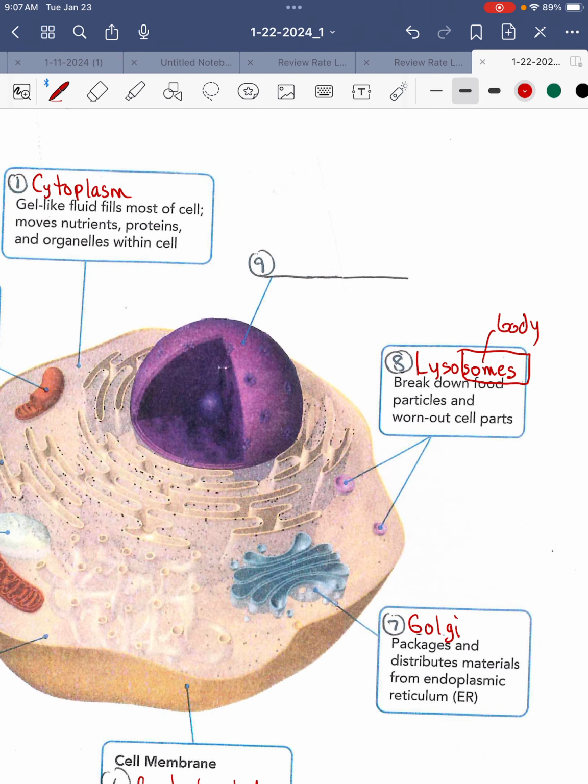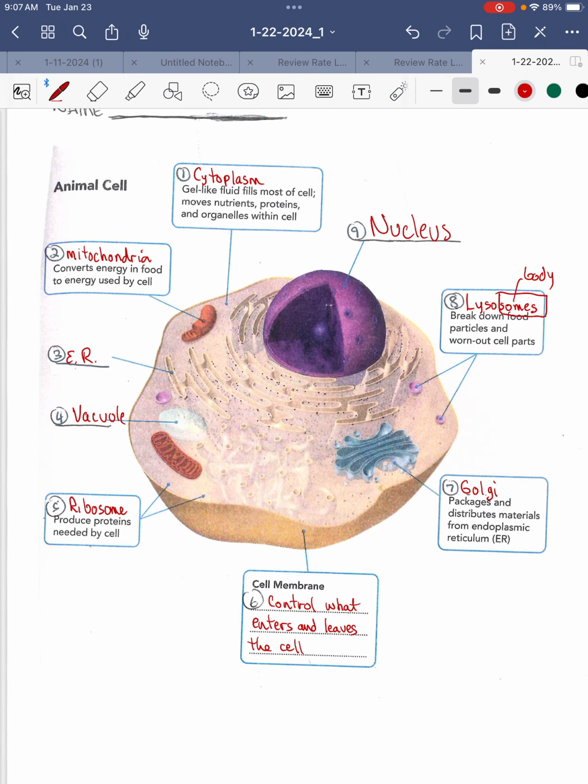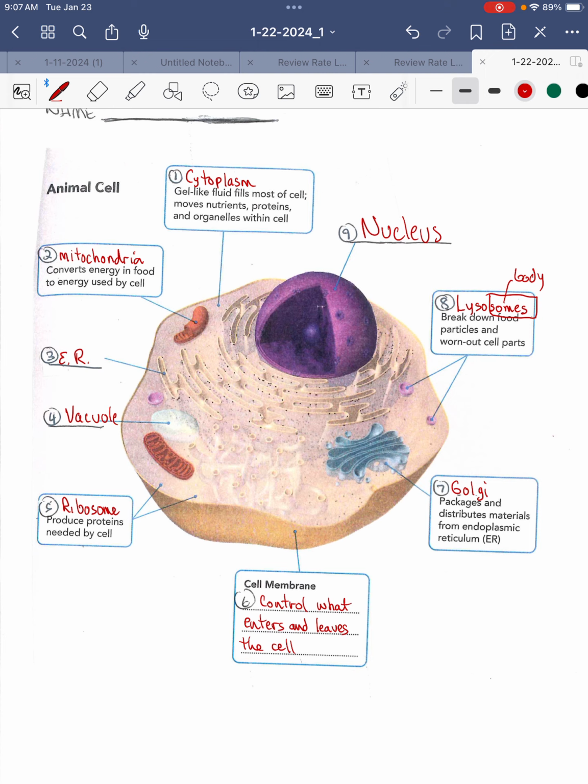And finally, we got the good old nucleus, which is controlling the activities of the cell. So there you got the plant cell and the animal cell all done. You will find on Google Classroom also a question that I would like for you to answer based on these documents, or these cell labelings.